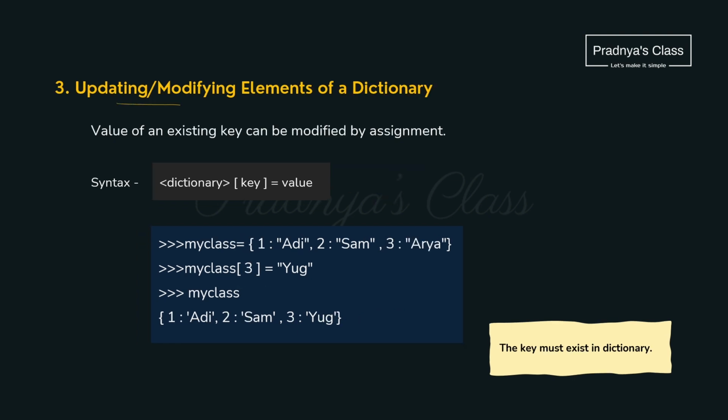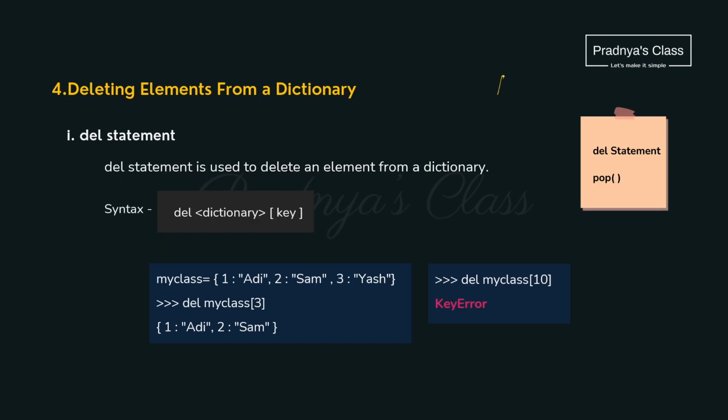If you want to update or modify the elements of the dictionary, that also we can do using assigning the value to that particular key. Here, key must exist in the dictionary. Look at this simple example. We want to modify the value for this key. Using assignment operator, we are providing the new value which got updated. We understood how to add the element in the dictionary, how to modify or update.